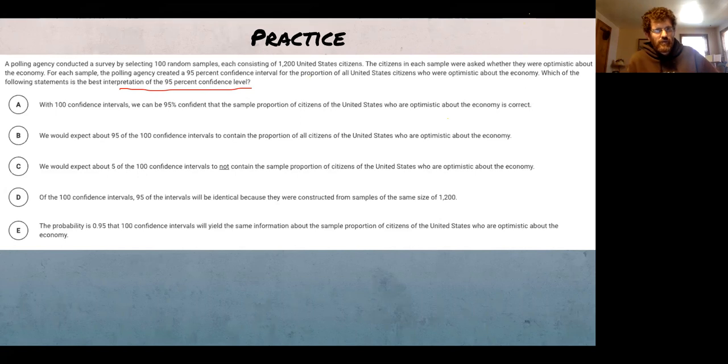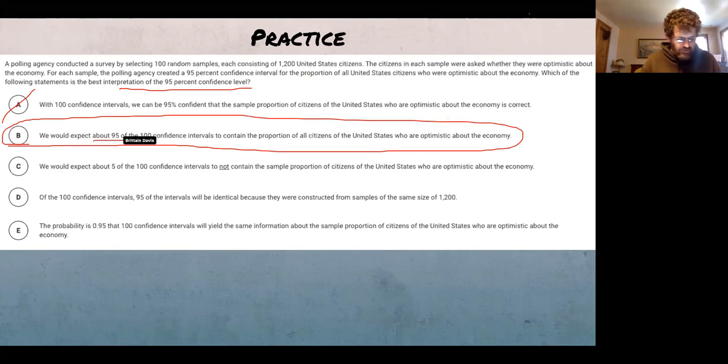All right, so we need to find something to that effect. So with 100 confidence intervals, we can be 95% confident that the sample proportion of citizens in the United States who are optimistic about the economy is correct. That doesn't address the core of it. We're going to see one that looks really good. We would expect about 95 of the 100 confidence intervals to contain the proportion of all citizens of the United States who are optimistic about the economy. That one seems good because they're not saying we're going to get exactly 95, but we would expect about 95 to contain it.